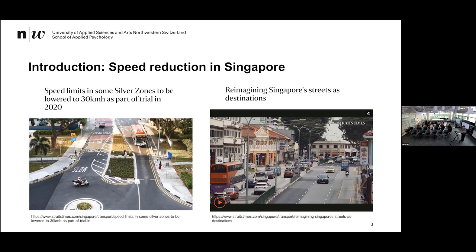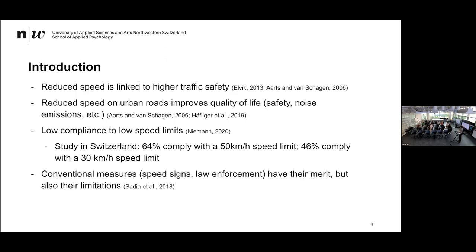You would probably say, let's have speed limits. That's the easiest way.